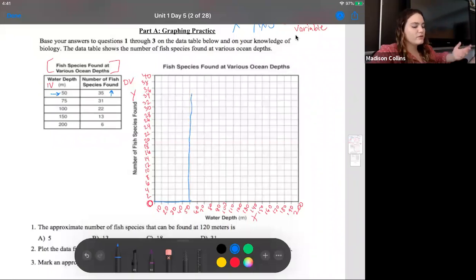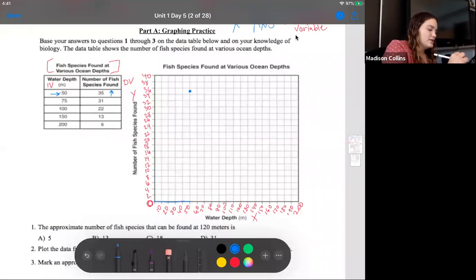Now, you might be wondering, wait, Ms. Collins, but I don't see 35 on our graph. We just have 34 and 36. So whenever that's the case, whenever you can't land perfectly on that number, you're going to aim for the middle. So because we have 34 and 36, we can guess that 35 is going to be right directly in the middle of that point. So you're going to make your dot in the middle of that line.